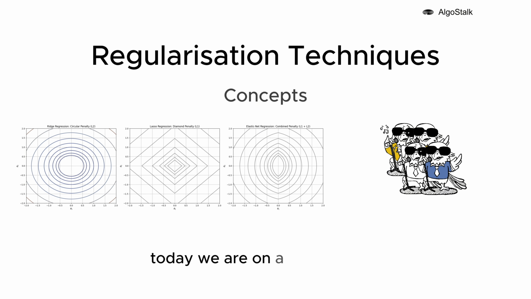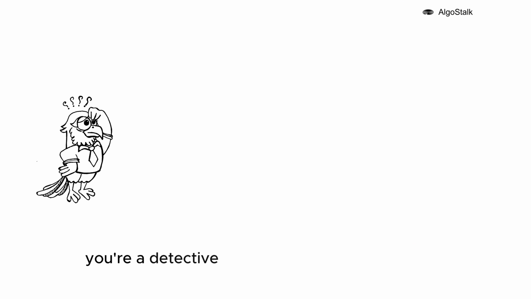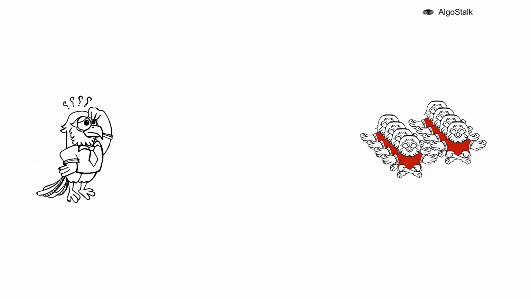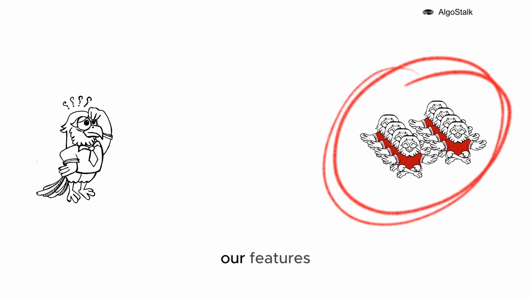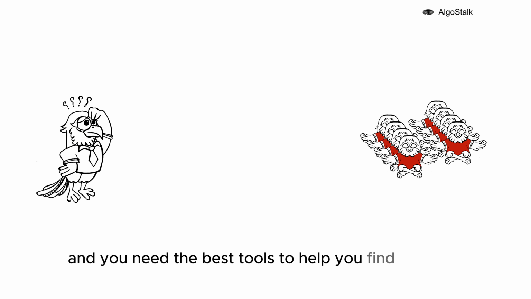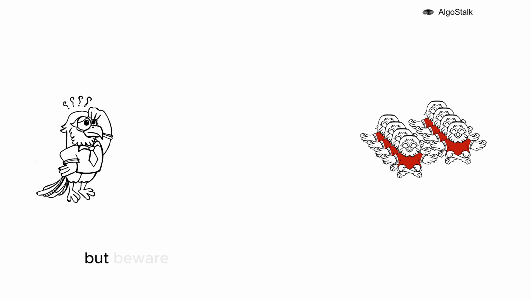Today, we are on a thrilling case to uncover the secrets behind three powerful tools: Ridge, Lasso, and Elastic-Net Regression. Imagine you're a detective trying to solve a puzzling case. You have a list of suspects, or features, and you need the best tools to help you find the truth hidden in your data. But beware, each tool has its own tricks and traps.